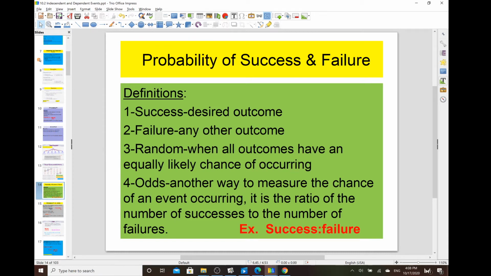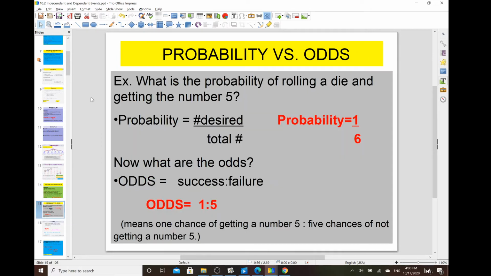So probability of success and failure. Okay, so now let's look at this. What's the probability of rolling a die and getting the number 5? When rolling a die, we have 6 possible outcomes. Rolling a 5 is only one chance, so it's 1 over 6. So 1 over 6 is the probability.